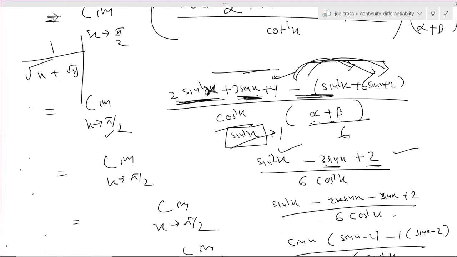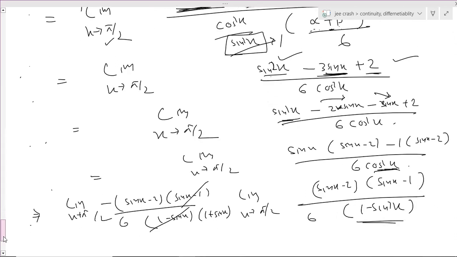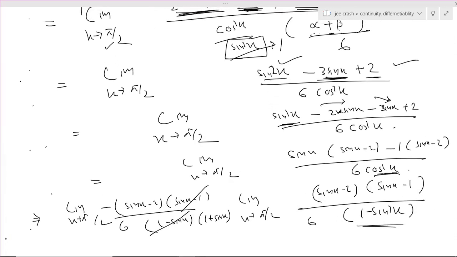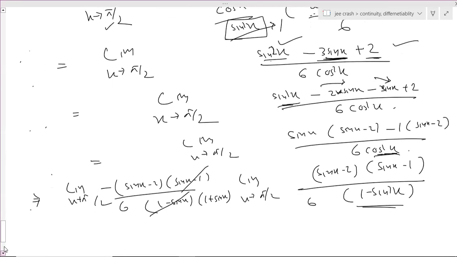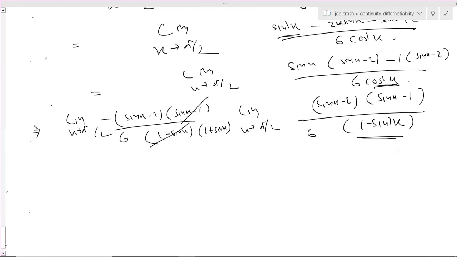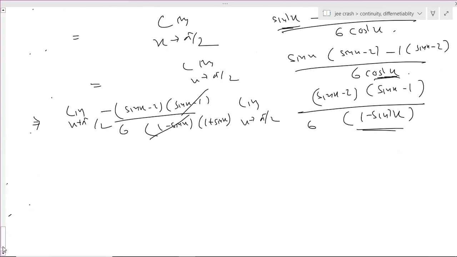Okay, this is middle term splitting, right? Sine square x minus 3 sine x, I wrote minus 2 sine x minus sine x. Simple factorization. So I thought it was 3 sine x. All right. Now this is 2 sine x. Let's solve another question.